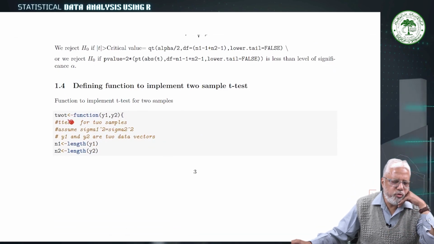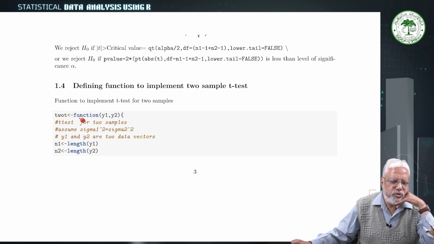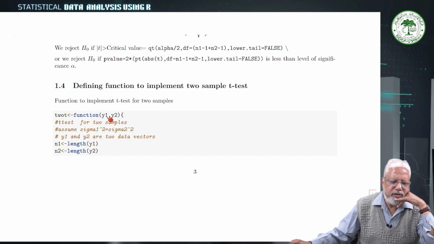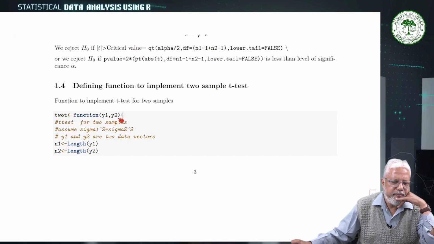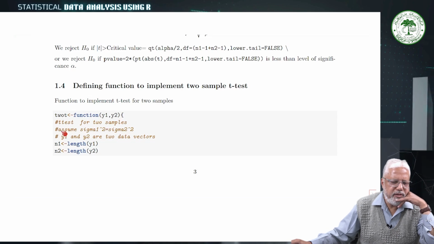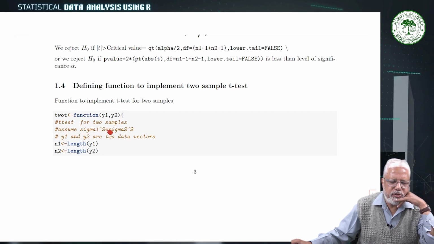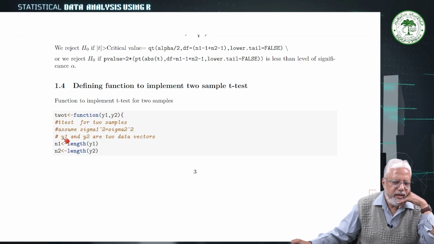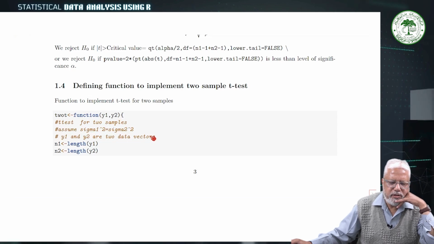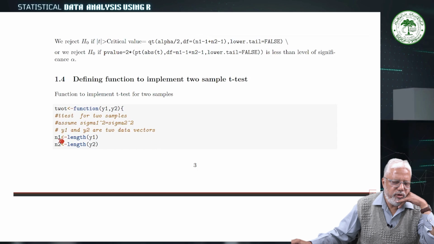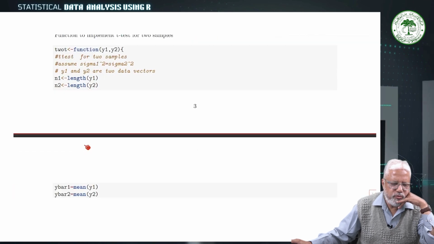So we have defined 2t. The name of the function is 2t, function(y1, y2), these are the arguments, and t-test for two samples. Comment: assume sigma 1 square is equal to sigma 2 square. y1 and y2 are the two data vectors. So n1 is equal to length of y1, n2 is equal to length of y2.